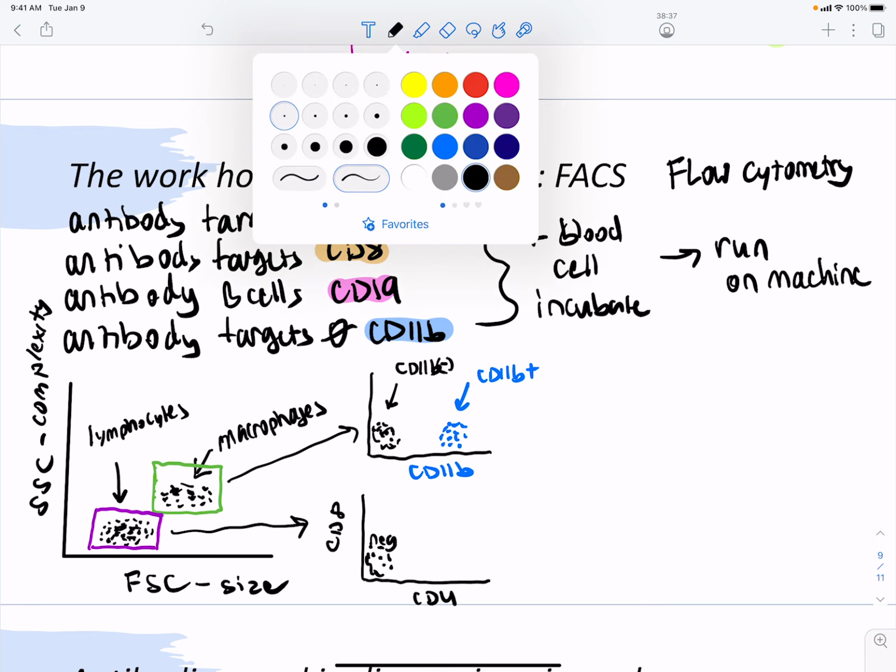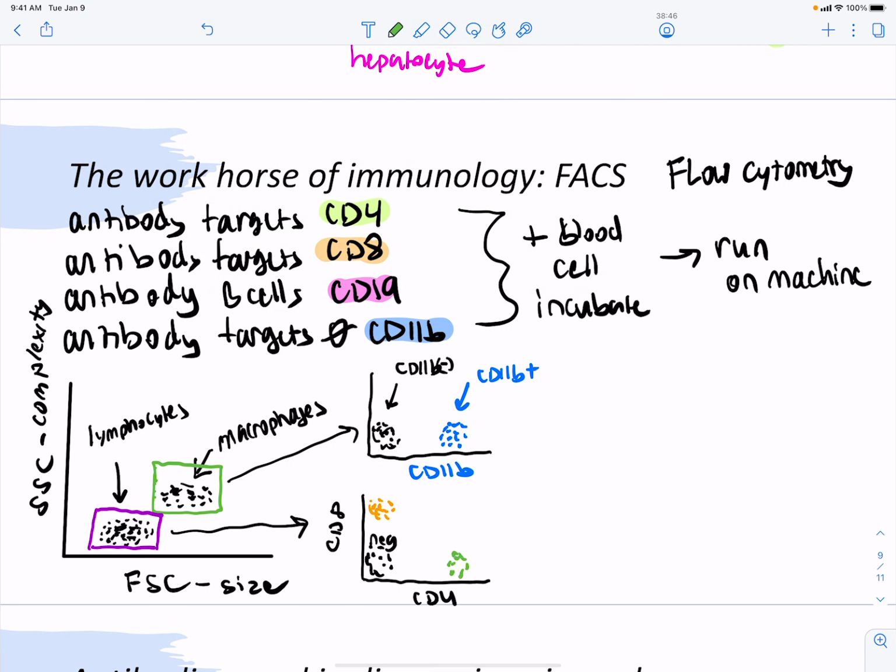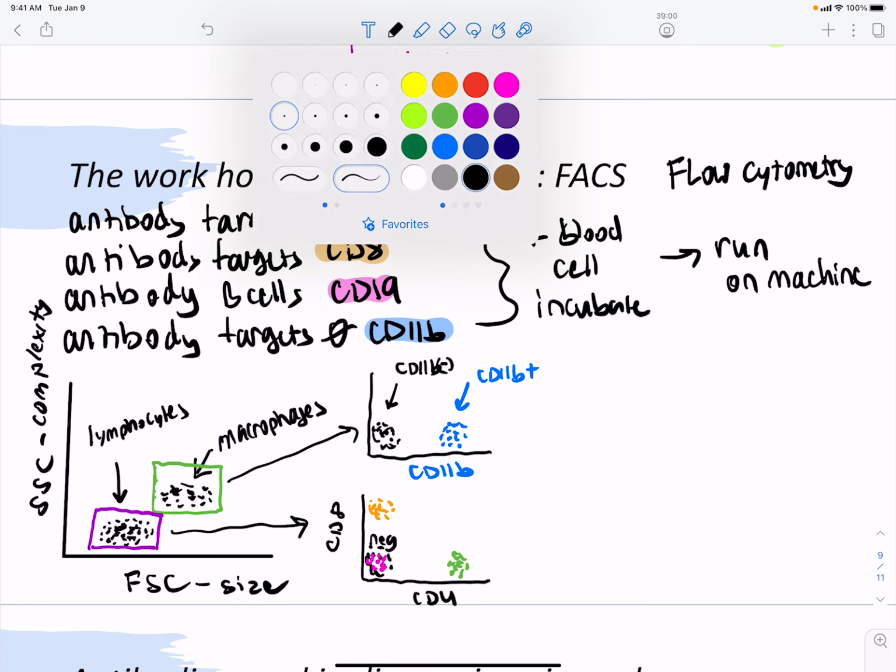And we'll have our CD8s, which are orange. We'll color them orange. They'll be up here. And we'll have our CD4s that are green, and they're going to be over here. Now in our negative, for example, our B cells will be there. So we'll draw a few pink cells in there because there can be other things too, because they're not CD8 or CD4 positive.